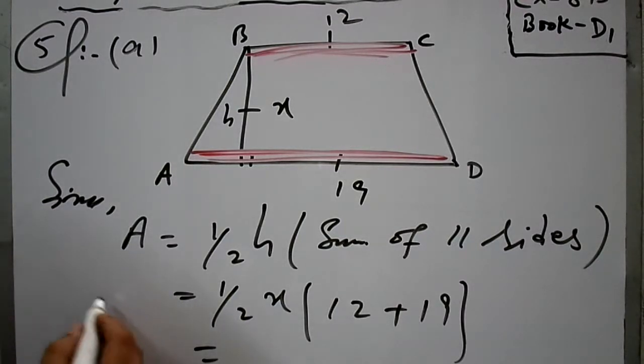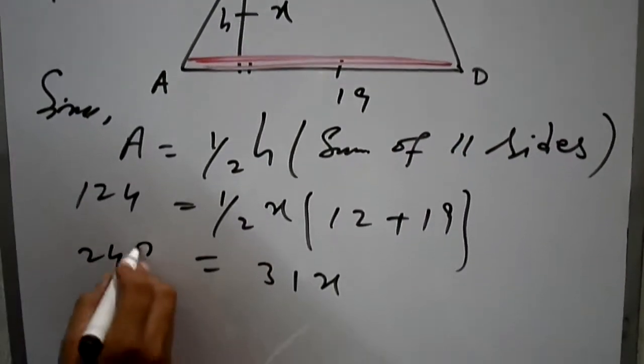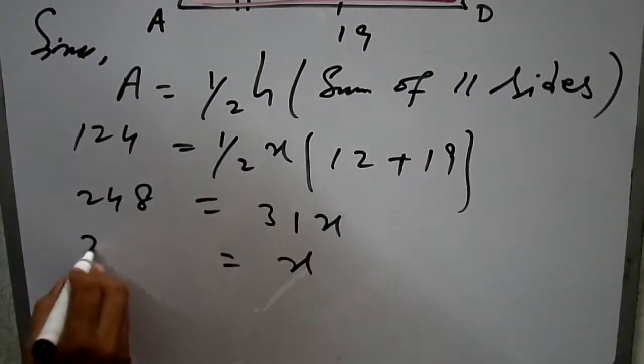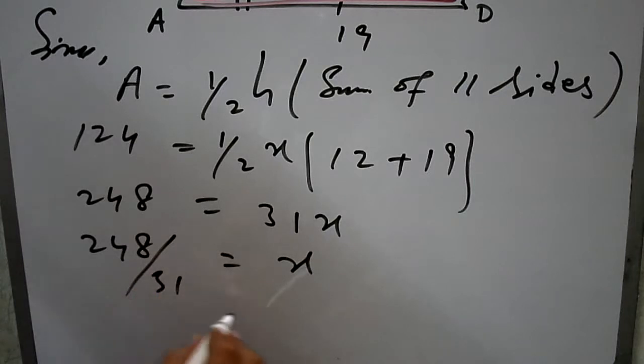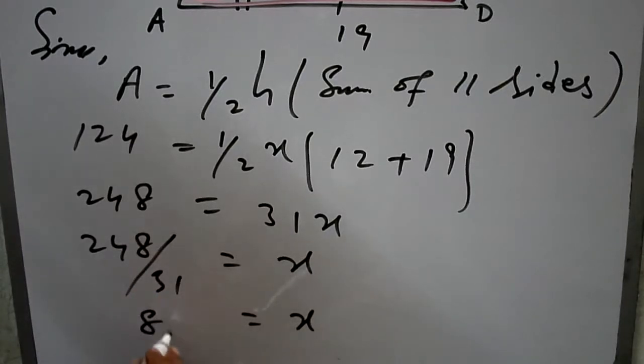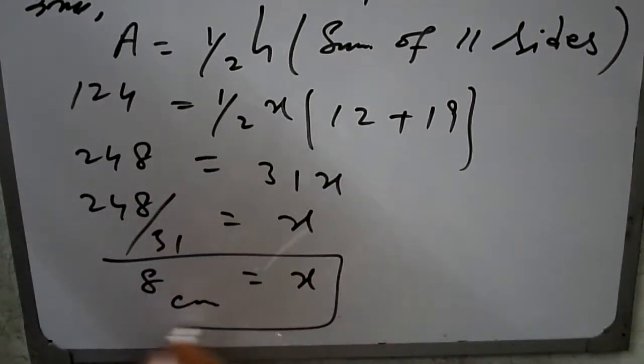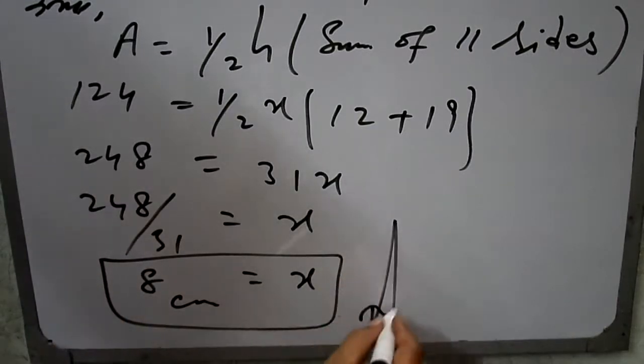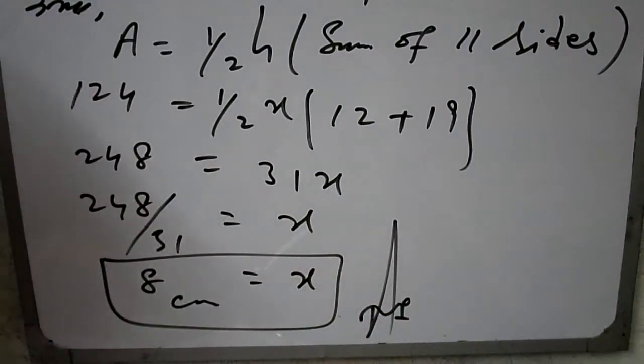The area is given to us, that is 124. After simplification you will get 31x equals 248, but we need x. 248 divided by 31, and the value of x is 8 centimeters. So the unknown x is 8 centimeters.